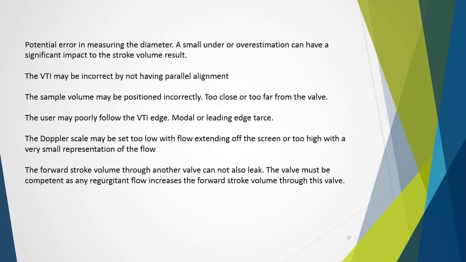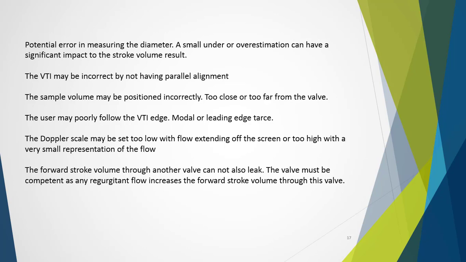The Doppler scale may be set too low, with flow extending off the screen and some velocities lost or mingled with aliasing velocities in the other direction, or too high, which gives a very small representation of flow on the screen that is very difficult to measure accurately. The forward stroke volume through the other valve must also not leak. The valve must be competent, as any regurgitant flow increases the forward stroke volume through this valve. Looking back at the formula, this will lead to an underestimation of the regurgitant volume.